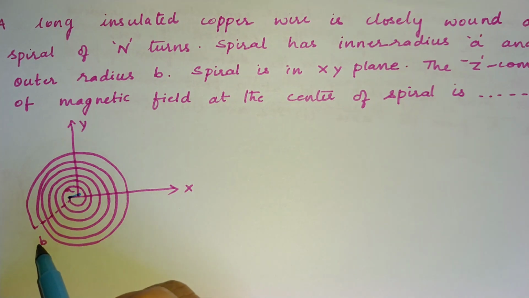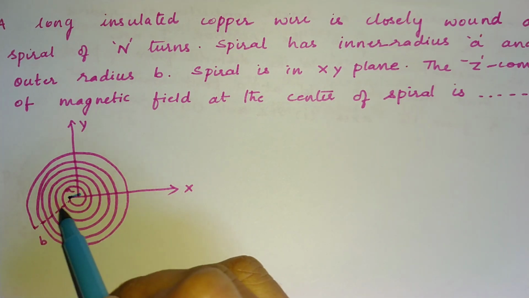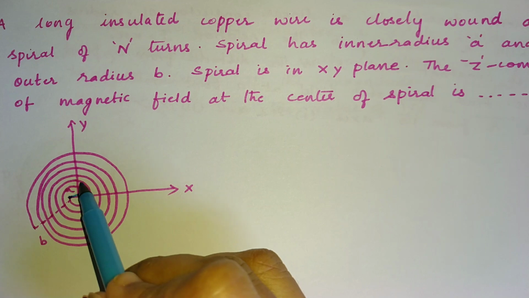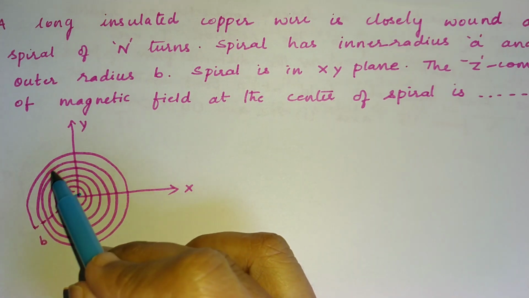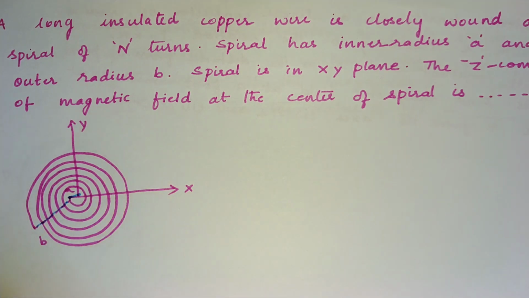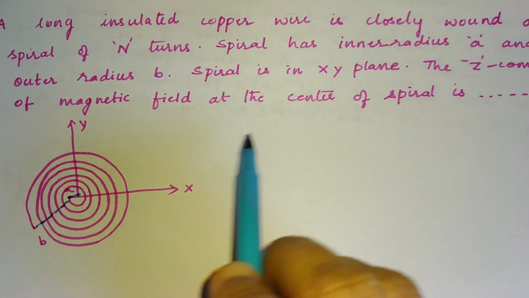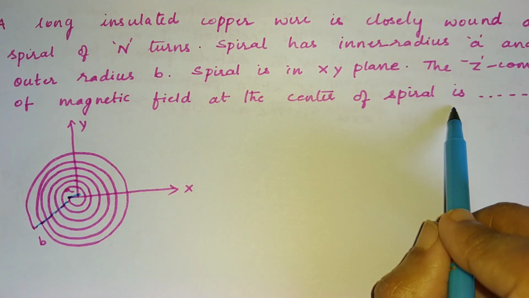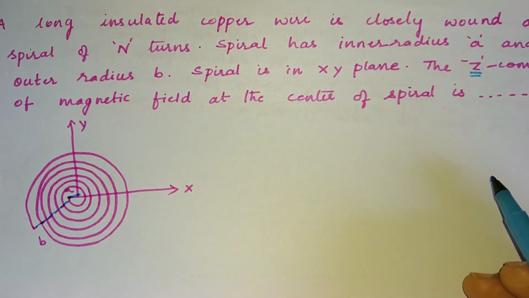Now coming to this question, we have a spiral whose inner radius is A and outer radius is B. It is closely wound. Actually, I am showing you a gap, but no gap will exist. It will continue up to a radius equal to B. And they are asking you to find out the magnetic field at the center of this spiral, that is the Z component of the magnetic field.